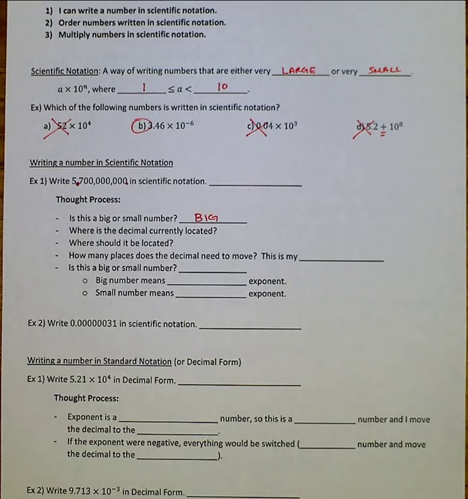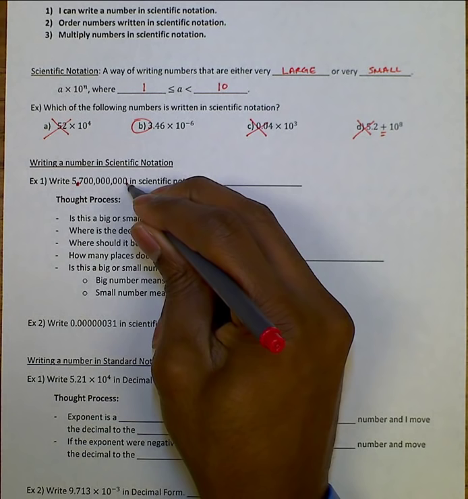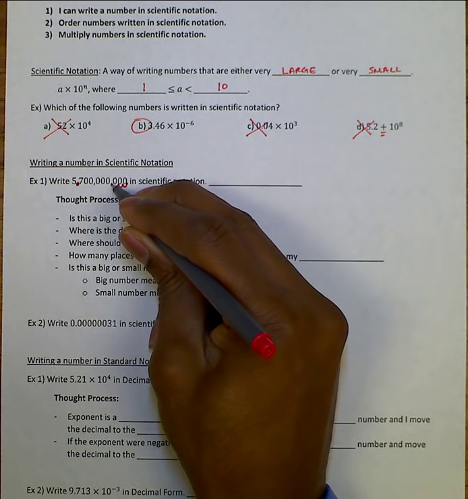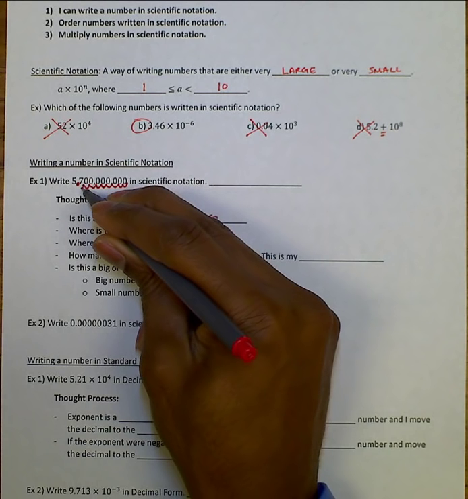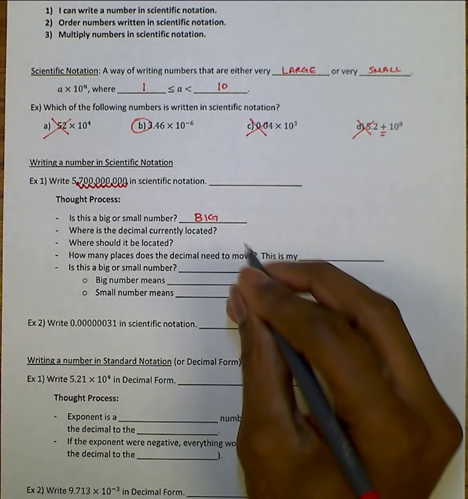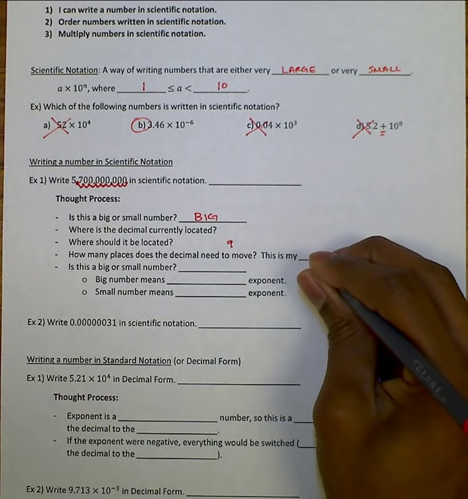Now we have to ask, how many places does the decimal need to move? Well, this decimal needs to move 1, 2, 3, 4, 5, 6, 7, 8, 9 spaces. It needs to move 9 spaces. This is my exponent.